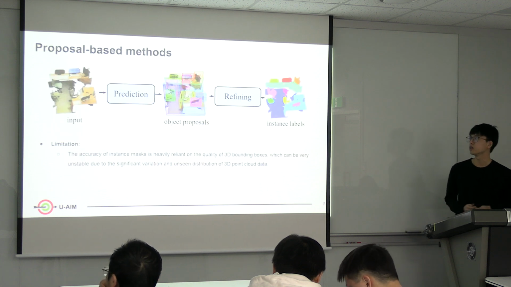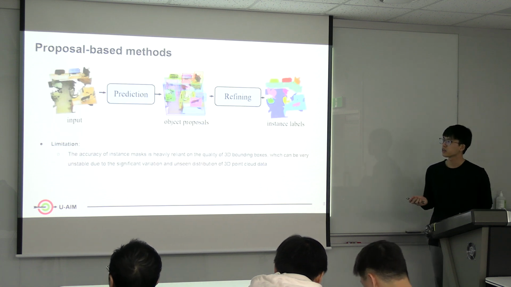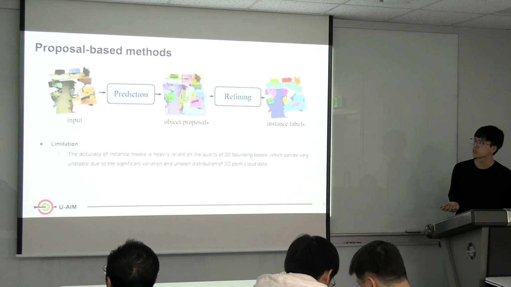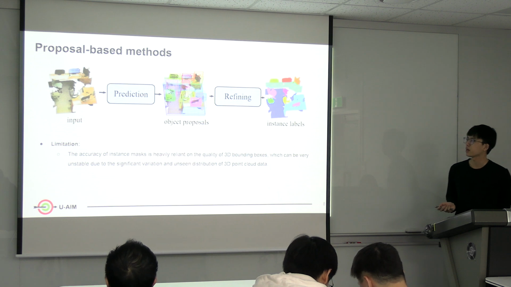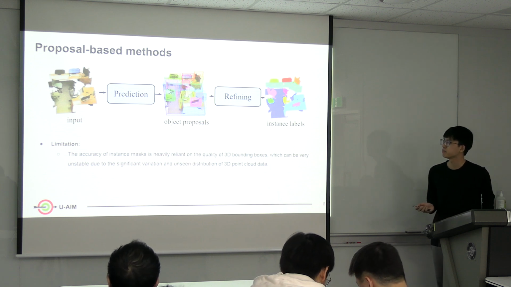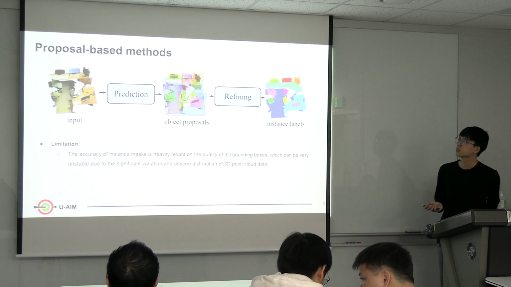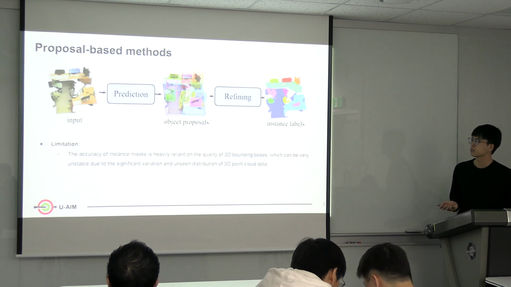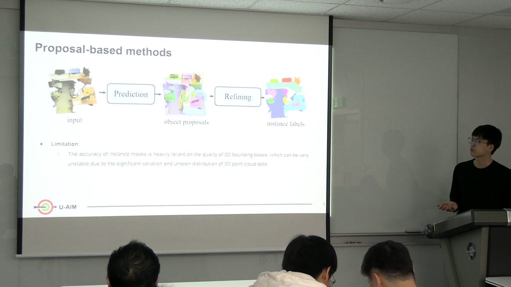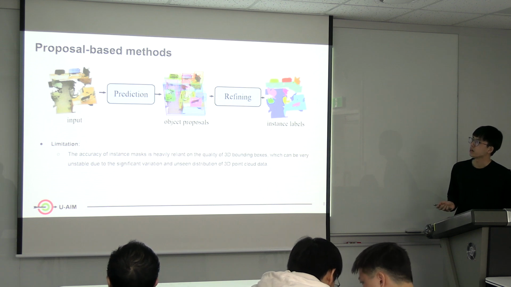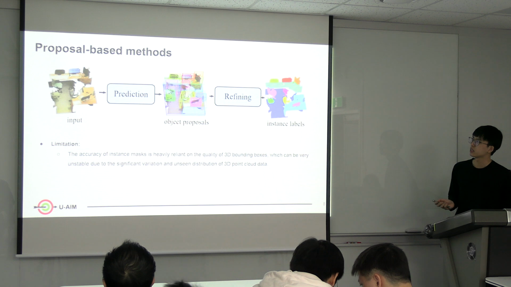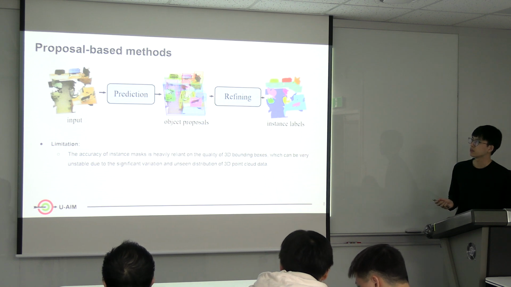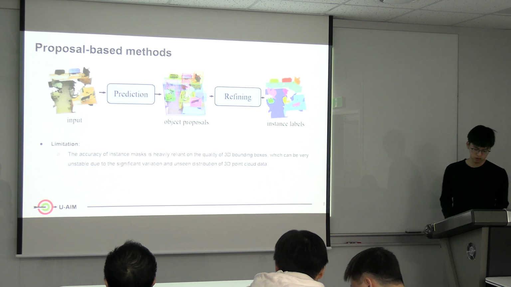But now they don't use this approach anymore because the accuracy of the instance map heavily relies on the quality of the 3D bounding box, which can be very unstable due to the significant variance and unseen distribution of 3D point cloud data, and the time to process the bounding box is very large. So they don't use this approach now.